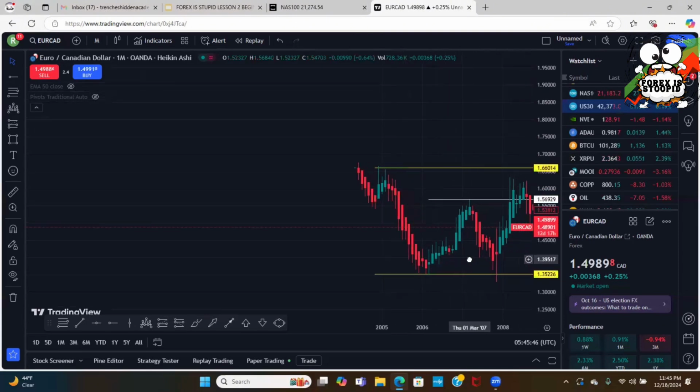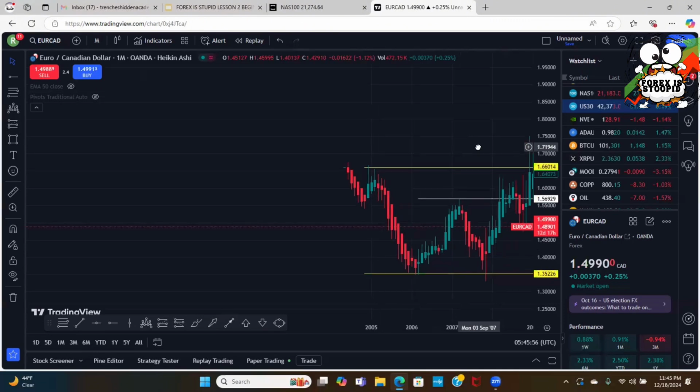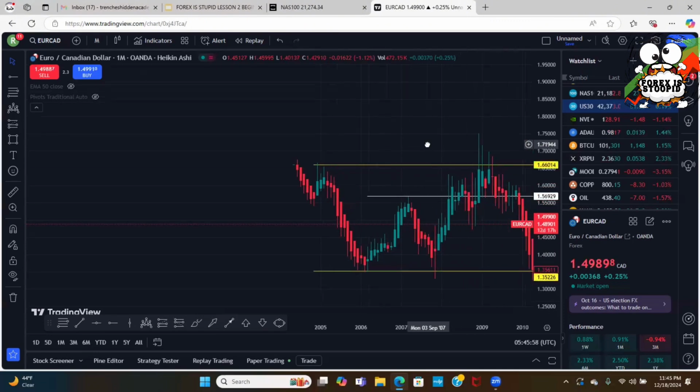See how price brought this high up to this point. Some may think that we could be buying. I mean, we were temporarily, and then sold again. So previous high, previous low.